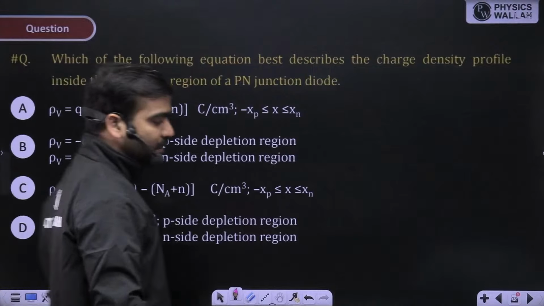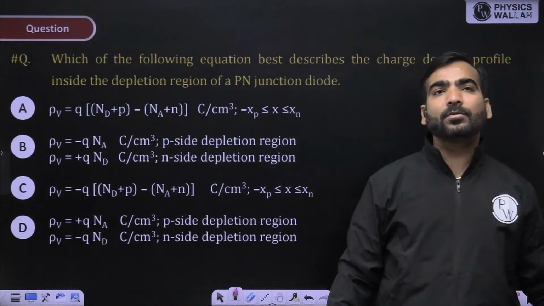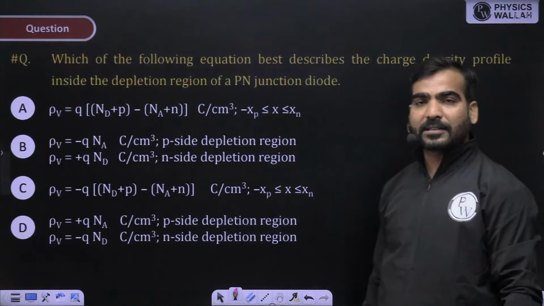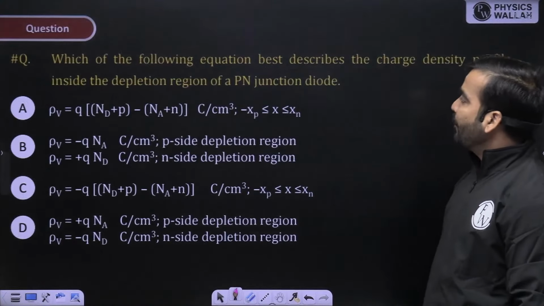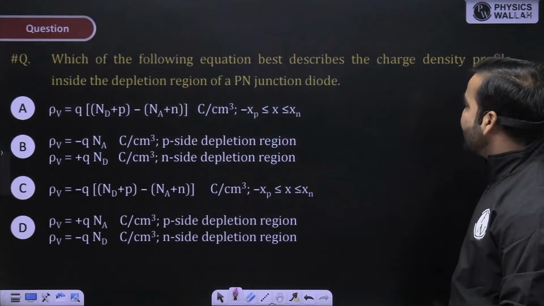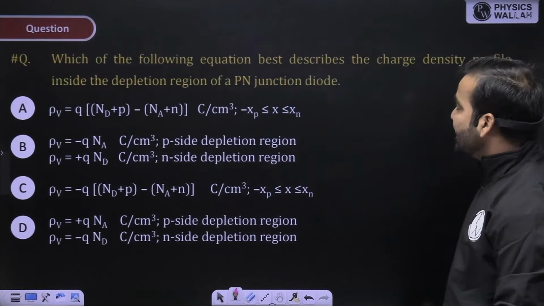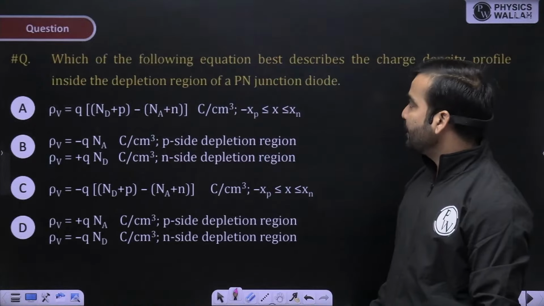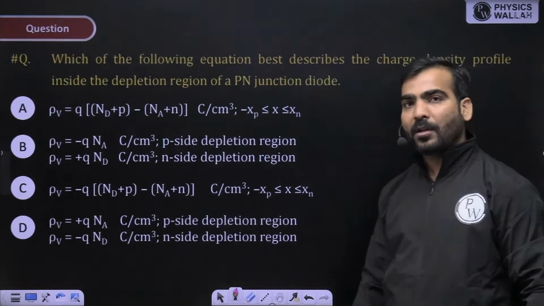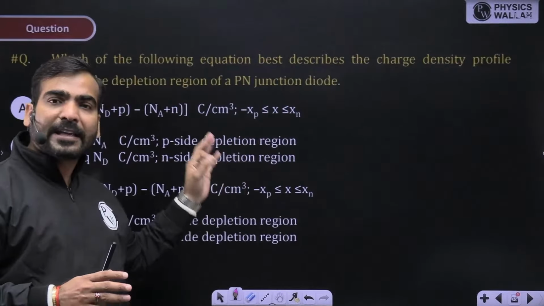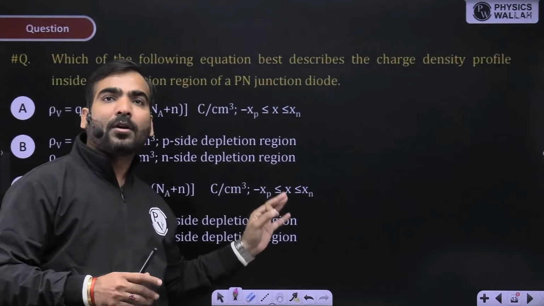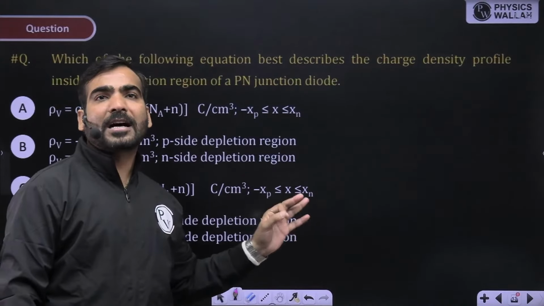This is the question that I am asking from all of you. Okay, just try to give the answer. Let's see how much dhurandhar you people are. Which of the following equation best describes the charge density profile inside the depletion region of a PN junction diode? Inside the PN junction diode, which one of the following equation can give you correct description of the charge density?